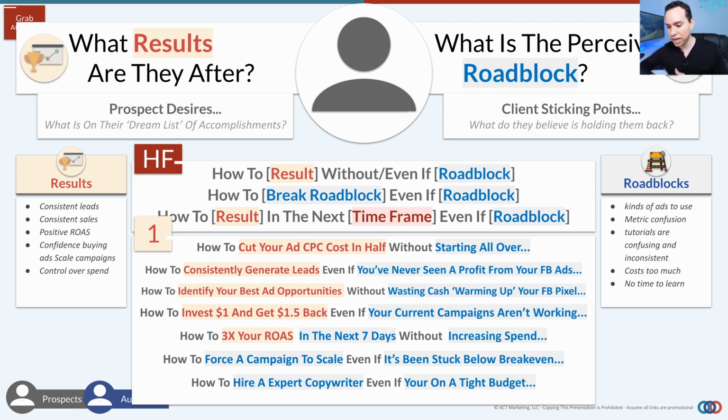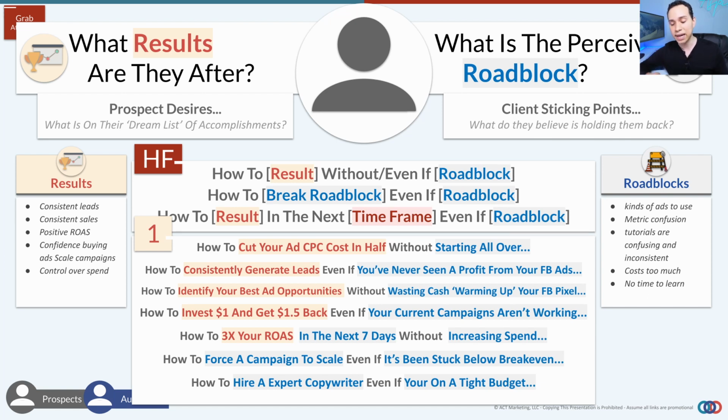And then skipping down one, we have how to identify your best ad opportunities without wasting cash warming up your Facebook pixel. So this is something else where you can actually call out some advice that they may have gotten someplace else, because back in the early days of running Facebook ads, there was this thing called seasoning your pixel, right? Where essentially marketers were telling business owners, hey, just spend a few hundred or a few $1,000s to season your Facebook pixel, and then everything's gonna work just fine, right? So if you can call out something that your ideal customer prospect's been told, and you can say, no, that's completely wrong, you don't have to do that, that's a really powerful way to grab that attention.